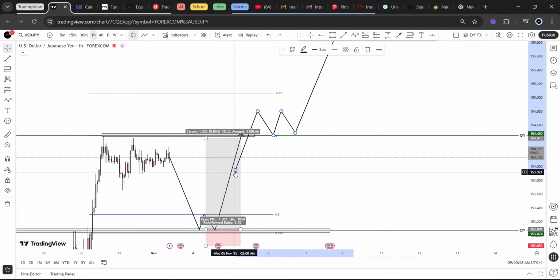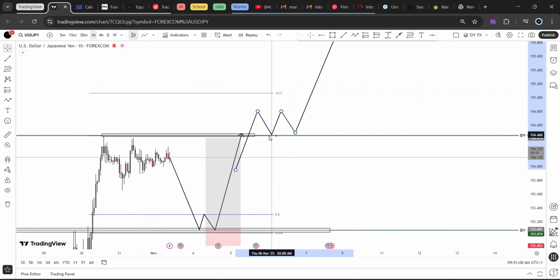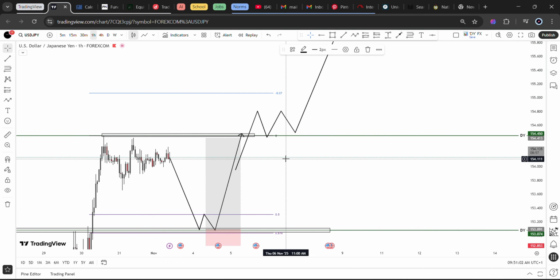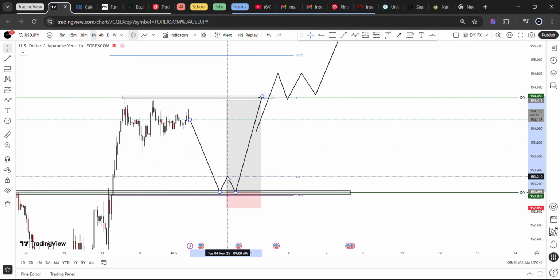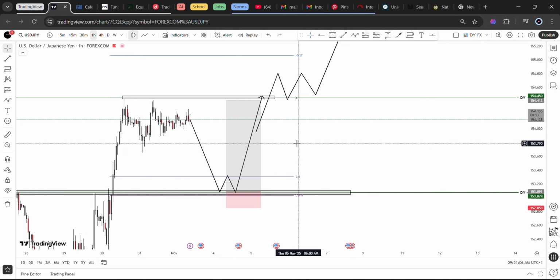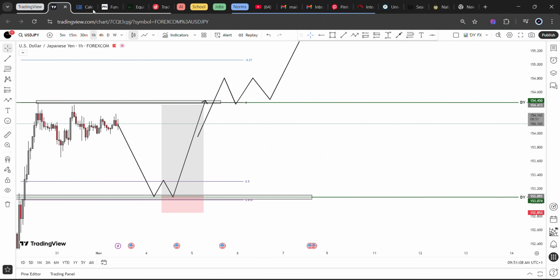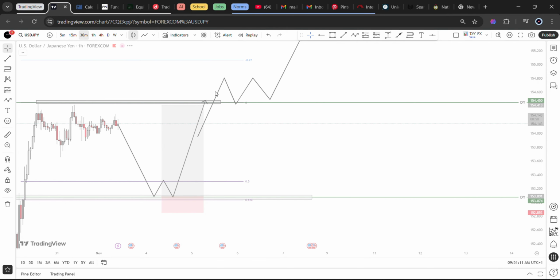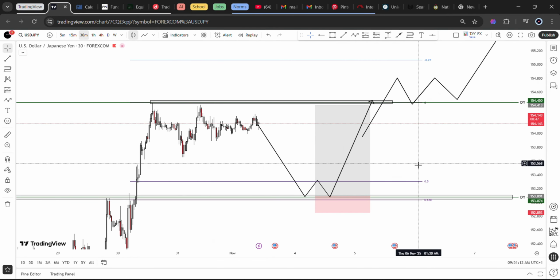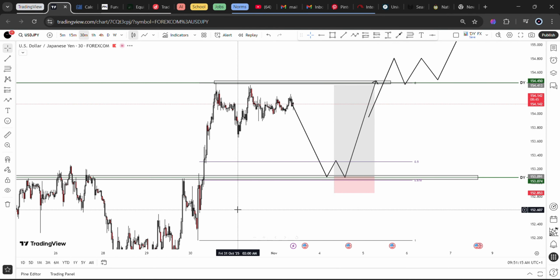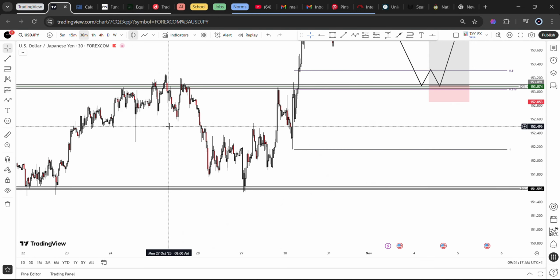So if the market decides to push or break above our resistance level, then we'll wait for our confirmation entries on the lower time frame for us to get in. But I would prefer it if the market could come down and give me this retest here around the golden percent level before I enter.